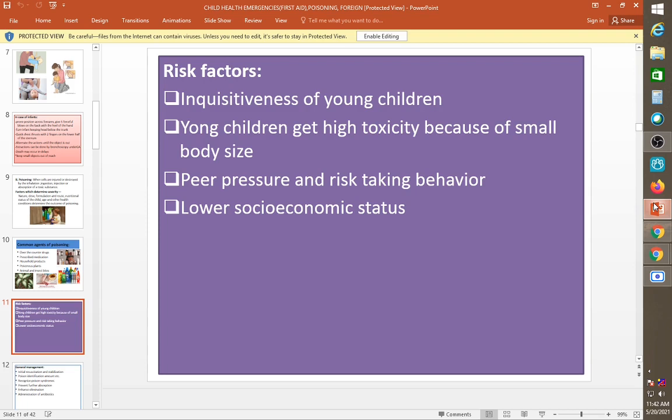Okay, next. Peer pressure and risk-taking behavior. Yes, this generally occurs. This peer pressure and risk-taking behavior generally occurs in which age group?